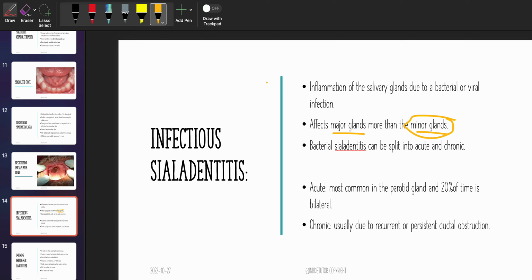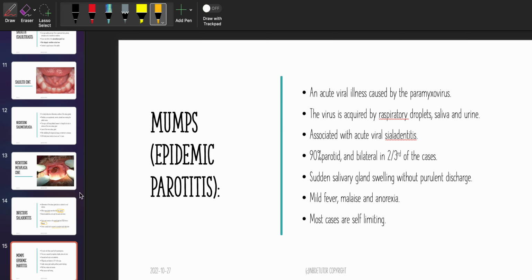Now, bacterial sialadenitis can be split into acute and chronic. As we already know, acute means a sudden onset, and chronic means a slow onset. Acute infectious sialadenitis is more common in the parotid gland, and 25% of the time it could be bilateral. Chronic is due to a recurrent or persistent ductal obstruction. Whenever there is a ductal obstruction, the infection is going to build up slowly over time, hence the name chronic.